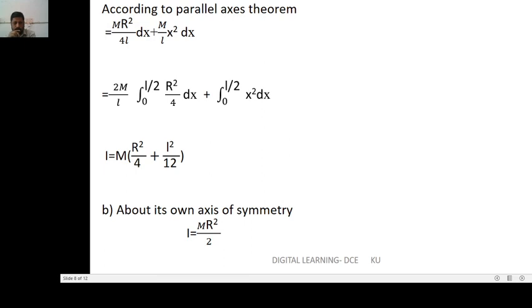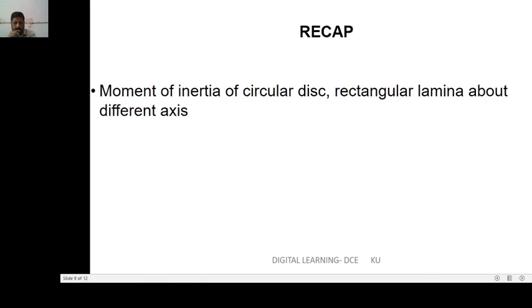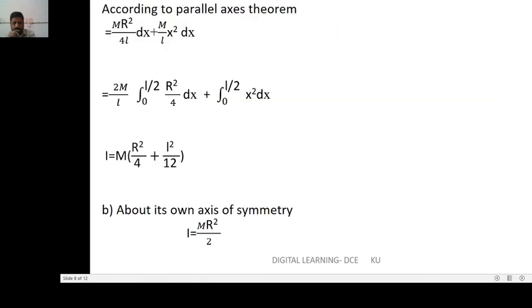Now the moment of inertia about its own axis of symmetry is I equals m r square over 2. So in this session we have derived the moment of inertia of different bodies about different axes.